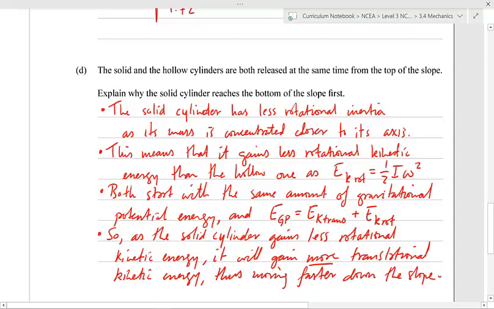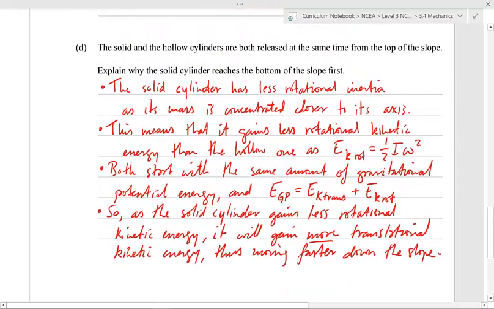Okay, so that's the end of that exam question. This part D here is probably an excellence question, but basically you need to explain that the solid cylinder has less rotational inertia, therefore it has less rotational kinetic energy, because they both have the same amount of potential energy to begin with, and because the energy conservation equation looks like this, the solid cylinder will therefore gain more translational kinetic energy.